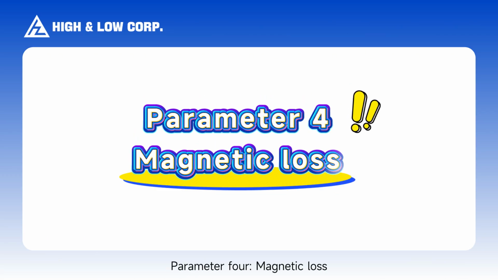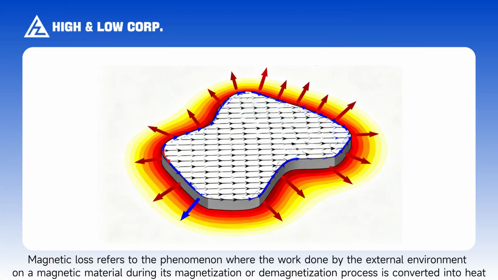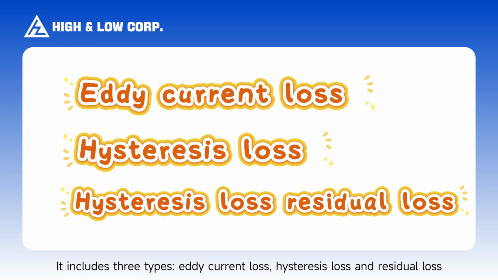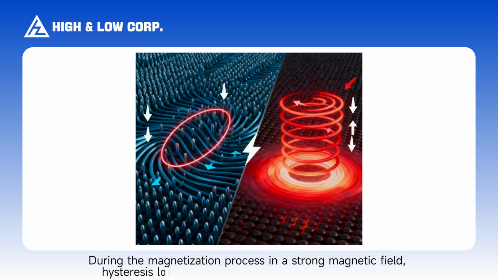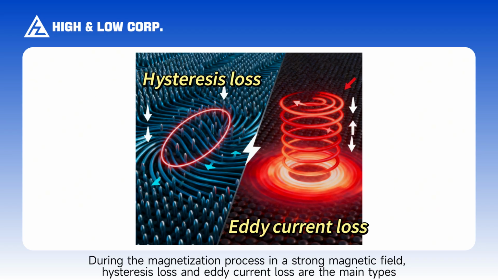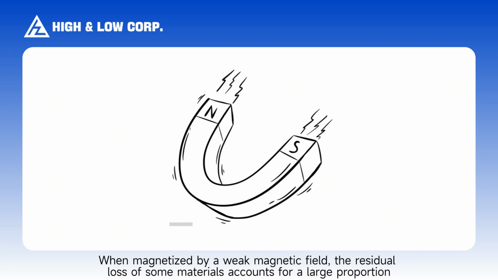Parameter 4. Magnetic loss. Magnetic loss refers to the phenomenon where the work done by the external environment on a magnetic material during its magnetization or demagnetization process is converted into heat. It includes three types: eddy current loss, hysteresis loss, and residual loss. During the magnetization process in a strong magnetic field, hysteresis loss and eddy current loss are the main types. When magnetized by a weak magnetic field, the residual loss of some materials accounts for a large proportion.